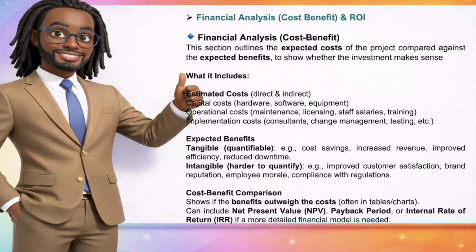Expected benefits could be tangible, quantifiable, for example cost savings, increased revenue, improved efficiency, and reduced downtime. Intangible, which is harder to quantify, are things like improved customer satisfaction, brand reputation, employee morale, compliance with regulation. Cost-benefit comparison shows if the benefit outweighs the cost, often in tables or charts, and can include net present value, NPV, payback period, or internal rate of return if a more detailed financial model is needed.